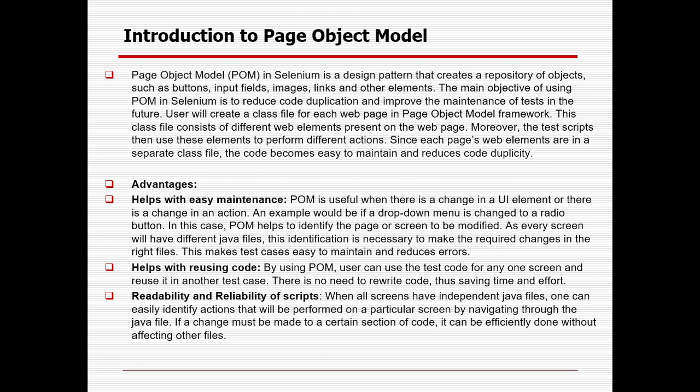So what is the page object model? The page object model in Selenium is a design pattern that creates a repository of objects such as buttons, input fields, images, links, other elements, right? It can be a drop down field, right? It can be some other field, right? The main objective of using the page object model in Selenium is to reduce code duplication and improve the maintenance of tests in the future.